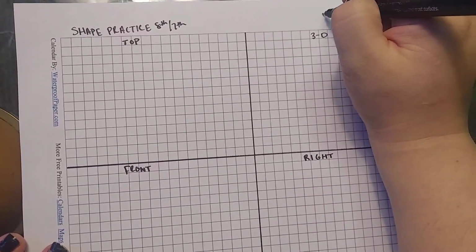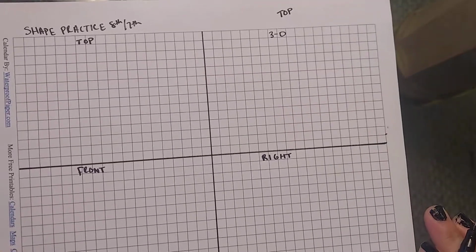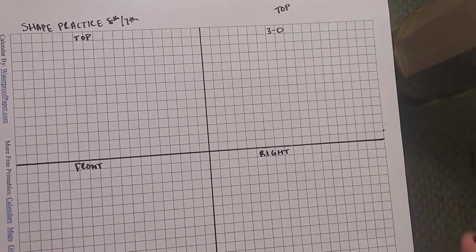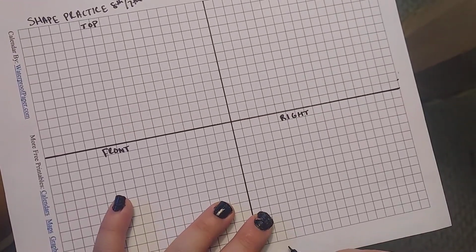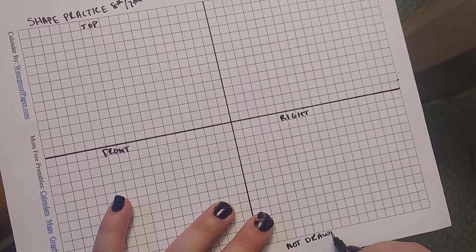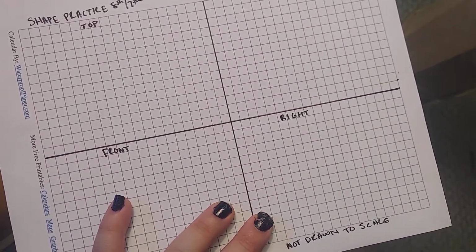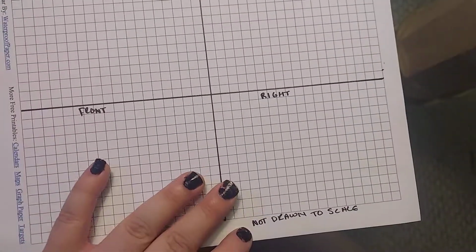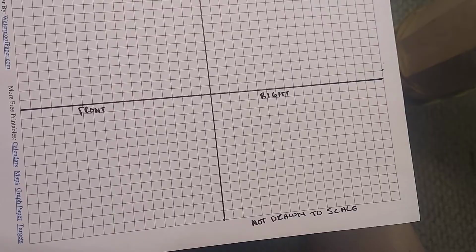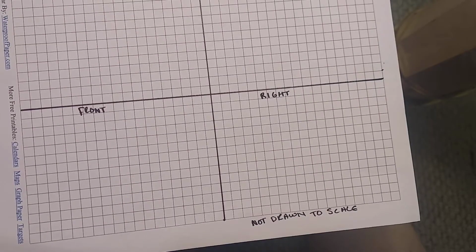The next important thing that you should write is the word top at the top of your blueprint. That is so that someone knows how to orient your paper when they're looking at it. And then at the bottom here, we're going to write not drawn to scale. And what that's telling somebody is this is just a reference for what something's supposed to look like. It shouldn't be used to get a specific size or measurement.